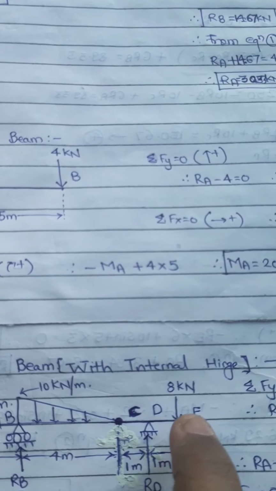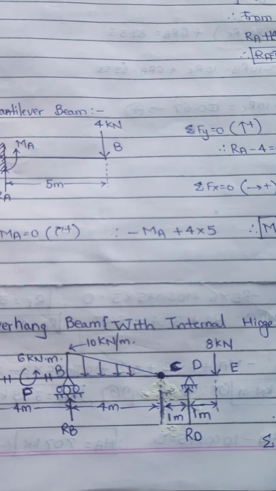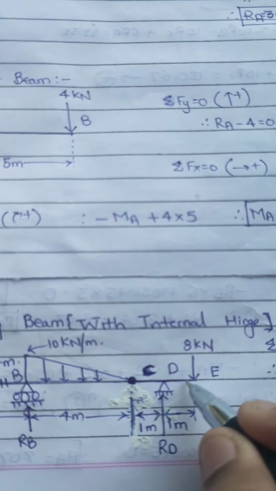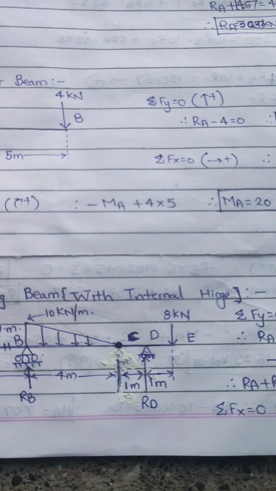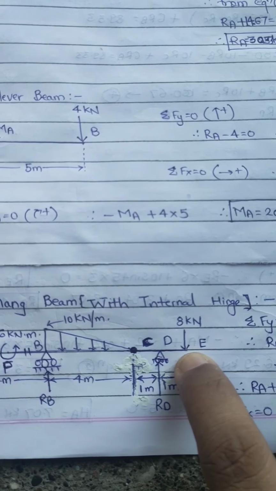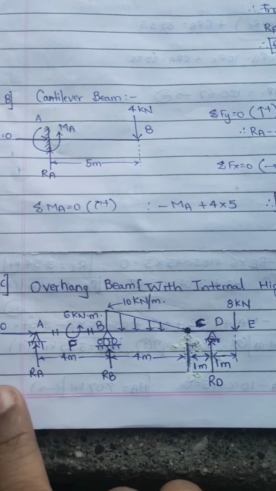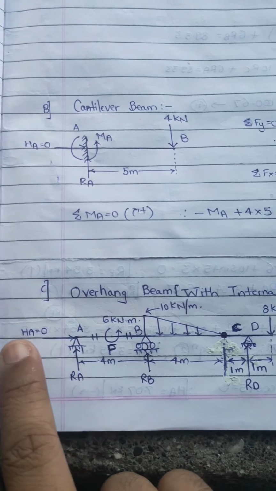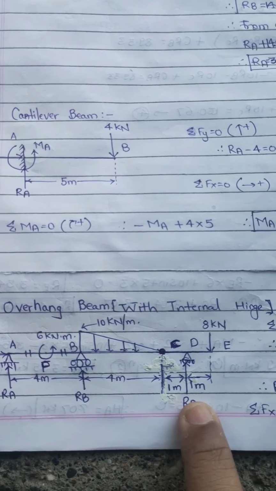Then at this point D I have again a roller support. Sorry, I have marked it as a hinge support. It is not a hinge, it is a roller support I am assuming. So again at the free end I have an 8 kilonewton downward load, and this distance is again 1 meter. So my unknowns are RA, RB, and because there is no horizontal load, HA equals 0. Then RD, so I have 3 unknowns.